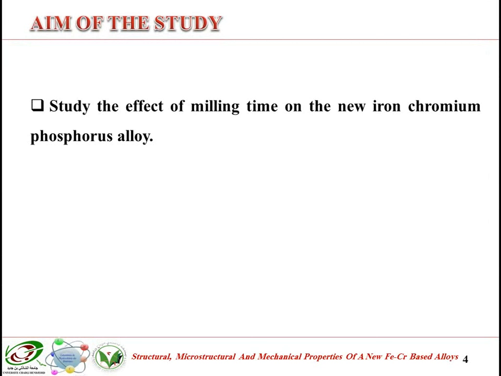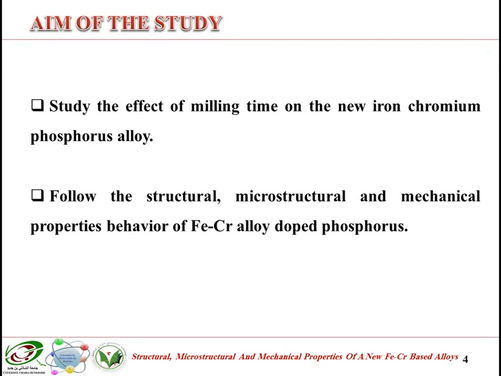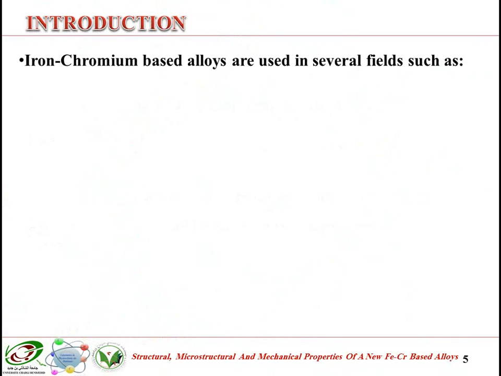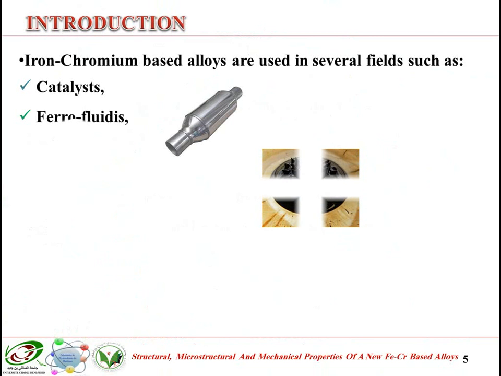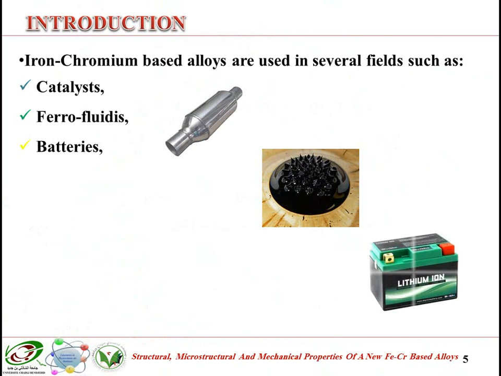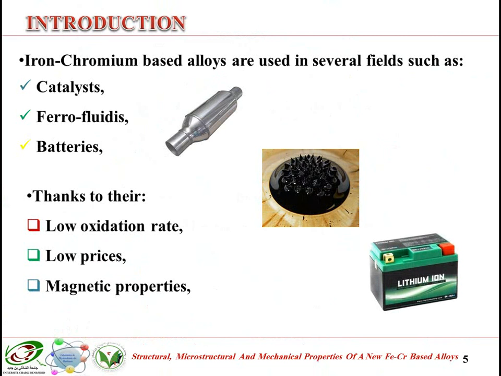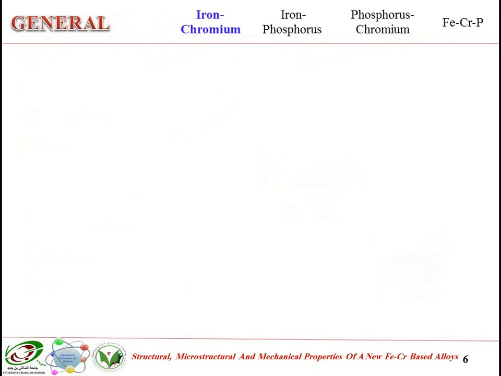The aim of our study is to study the effect of milling time on the new iron chromium phosphorus alloys and follow the structural, microstructural and mechanical properties behavior of iron chromium alloy doped with phosphorus. Iron chromium based alloys are used in several fields such as catalysis, ferrofluids, and batteries, thanks to their low oxidation rate, low prices, and magnetic properties.